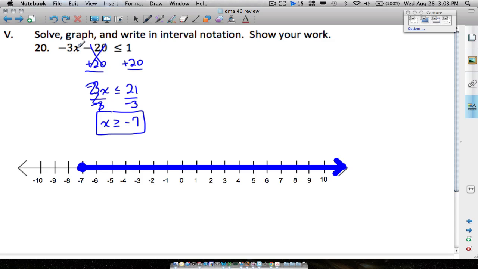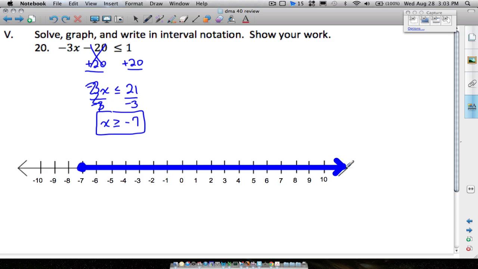Let's plug 0 in up here. -3 times 0 is 0. 0 minus 20 is -20. And -20 is less than or equal to 1. So that definitely satisfies the inequality. That's showing that we shaded in the right direction. And the reason why we shaded in the right direction is because we want numbers that are greater than or equal to -7.